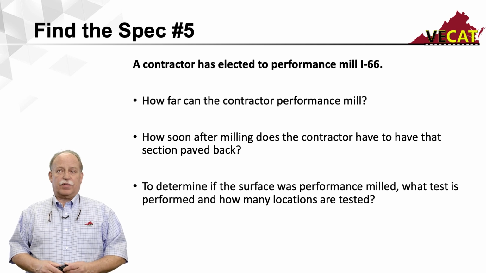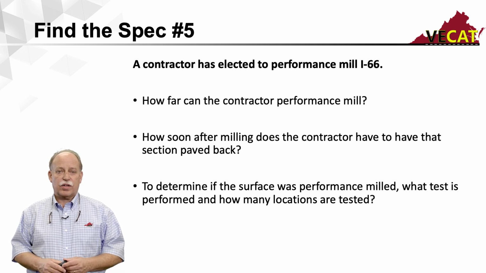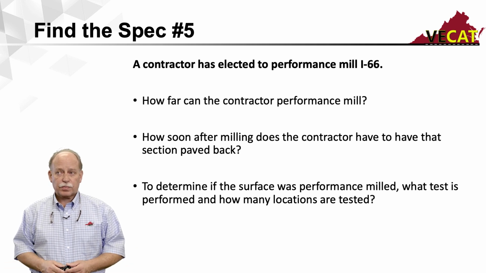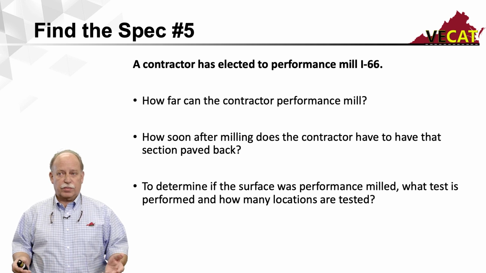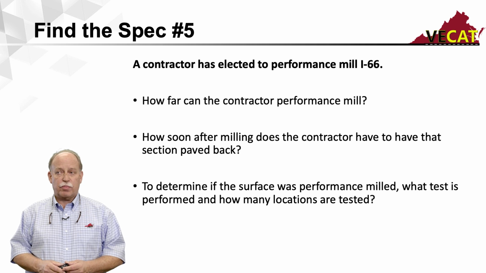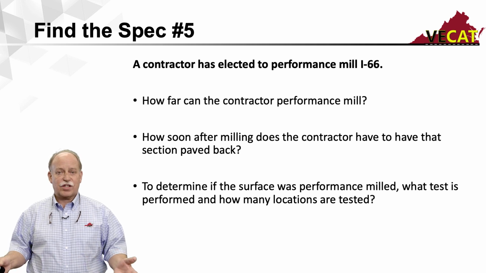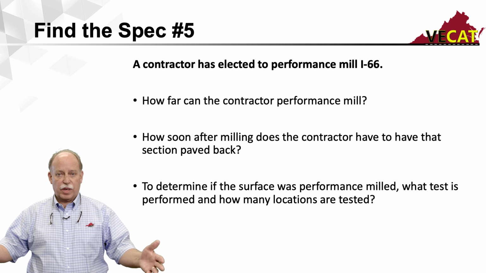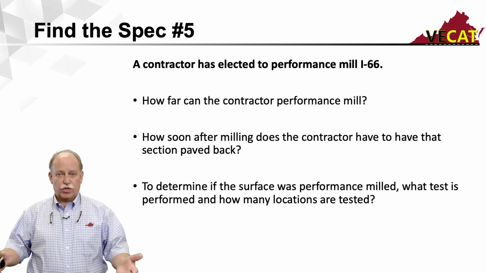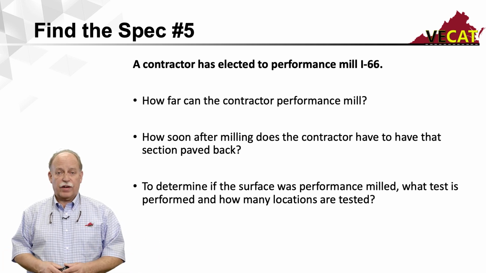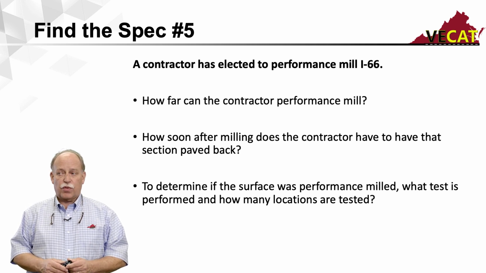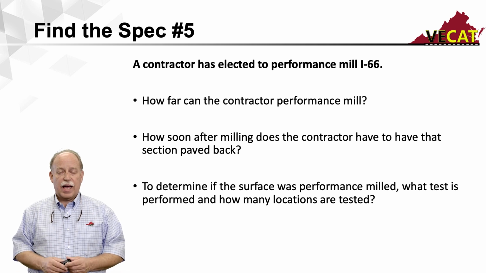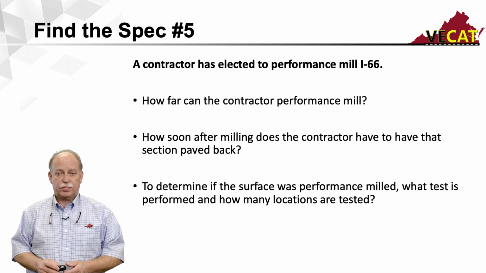So question number 5. We had the contractor that's elected to performance mill Interstate 66. So how far can the contractor performance mill? That's the first question. The second one is, how soon after milling does the contractor have to have that section paved back? They go out there and they mill it in accordance with that first question to a certain distance. How soon do they have to have it paved back? Next question is, determine if the surface was performance milled, what test is performed and how many locations are tested.